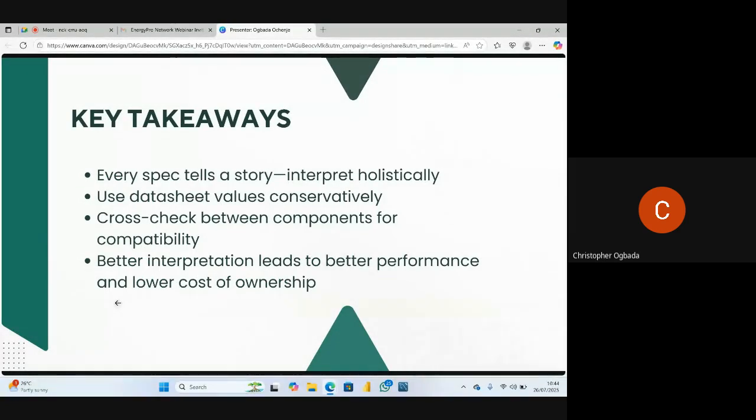Every specification tells a story. Try and interpret it. Take time, Google is your friend. Read it up. Try to find out what's the significance of this specification. Why do I need it? Research, try to find it out. Use data, use those values conservatively. You must do it religiously. Don't overlook them.